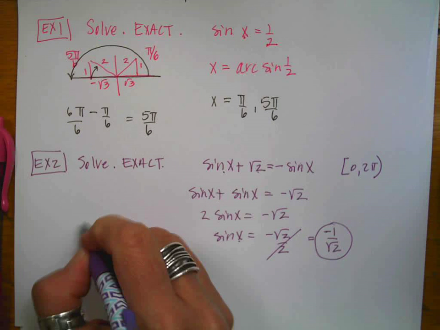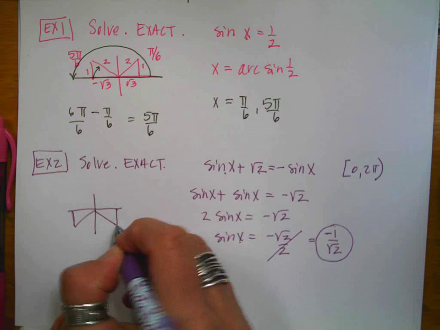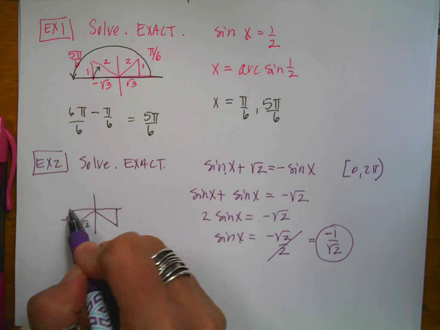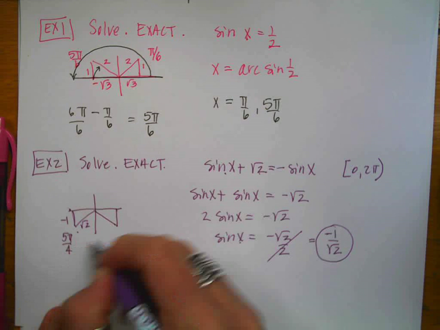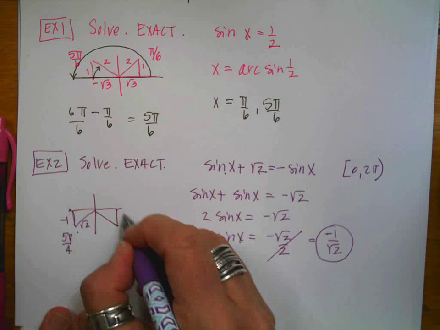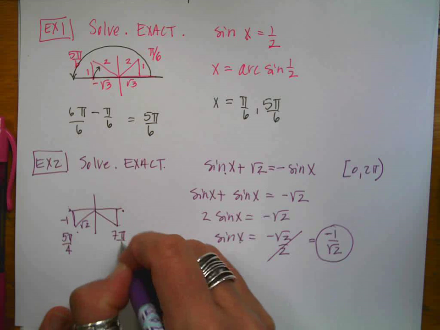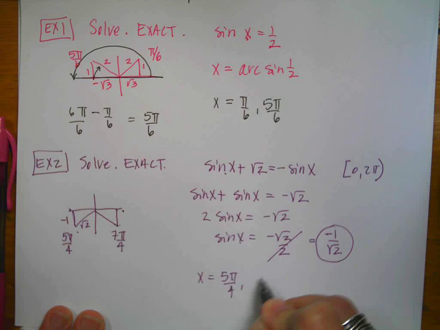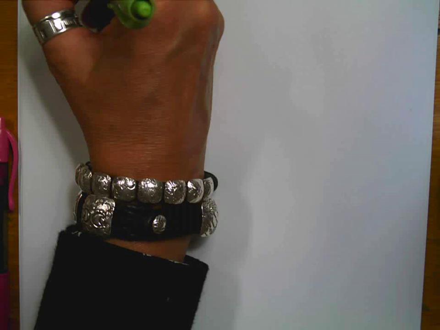So now technically I'm solving for x. Sine is negative here and here. So this is going to be a negative 1, this is radical 2. So this is 4 pi over 4, 5 pi over 4. And then this is going to be all the way back to the axis, 8 pi over 4 minus 1. This is 7 pi over 4. So x is going to equal 5 pi over 4 and 7 pi over 4. Next example, example number 3.